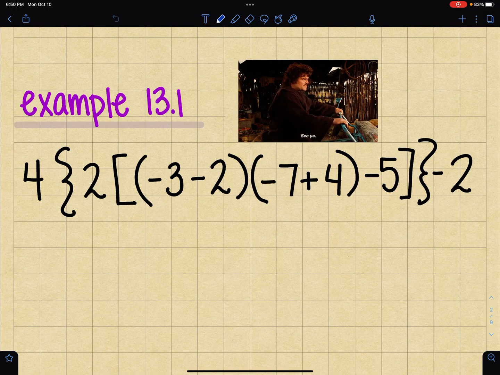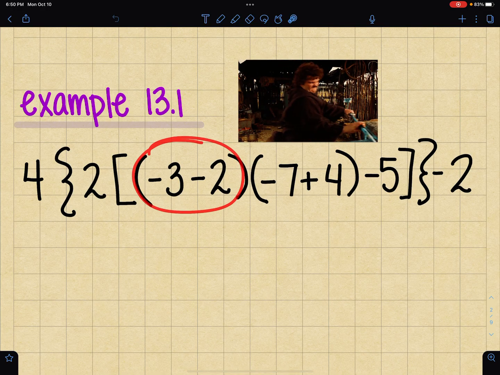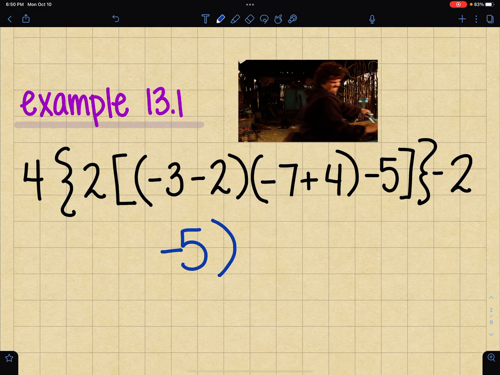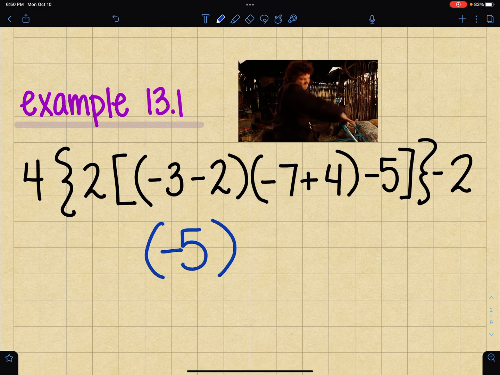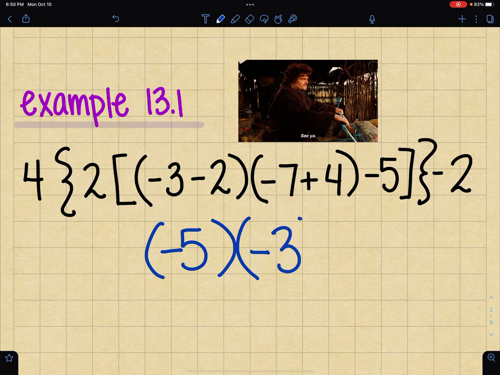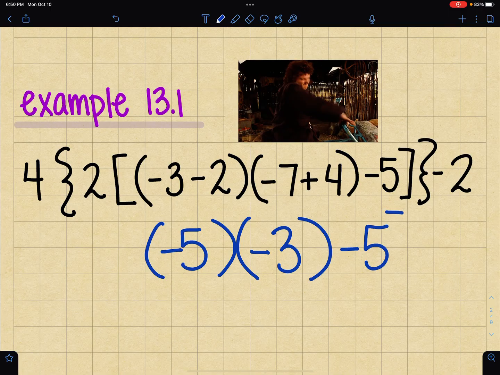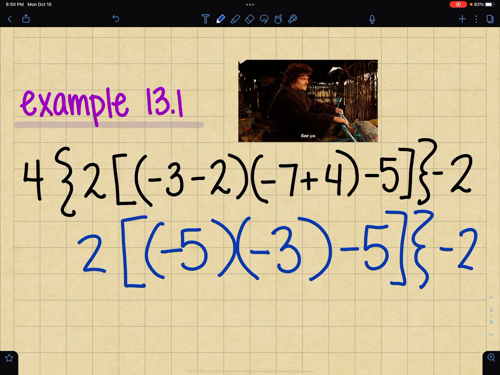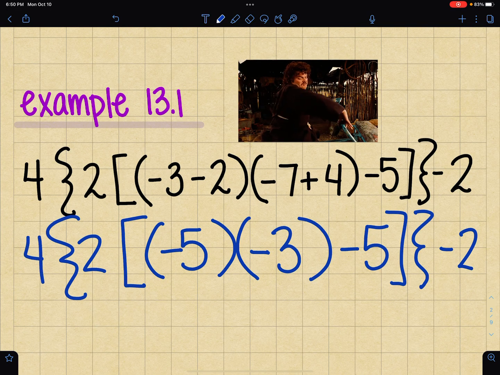Okay? So I'm going to start with this one. This is negative 3 plus a negative 2. So that's going to simplify to negative 5. I'm going to keep that in the parentheses for now. Then I'm going to do the second nucleus. Negative 7 plus 4, that's going to be negative 3. Now everything else, I'm just going to bring it on down. Bring it on down. You are the next contestant on The Price is Right.